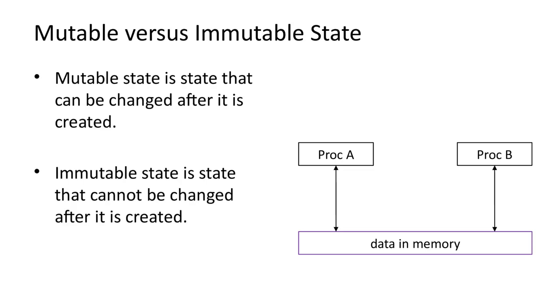The concept of mutable state refers to data in memory that can be changed by procedures. In contrast, immutable state refers to data in memory that cannot be changed. With immutable state, the data can be created. Then, once created, it can never be changed. But it can still be copied, and then changed.